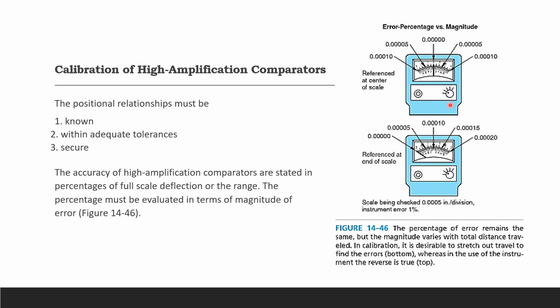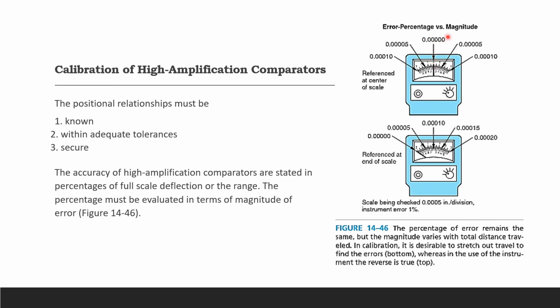So the top is just showing you the use of the instrument. The reverse is true because here when you look at it, it's going to read 0.015, okay, and here is 0.00020, okay, and you have two different scales right there, your standard scale and then your coarse adjustment. And here the reference is at the end of the scale, okay. Here the reference is at the center.